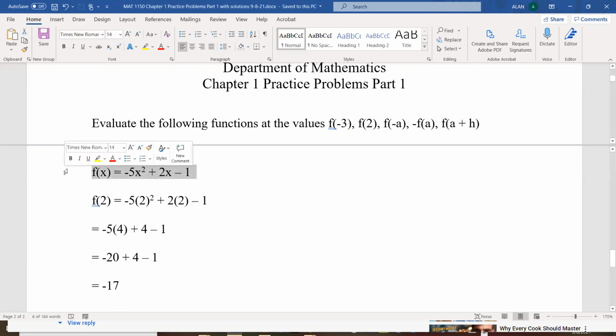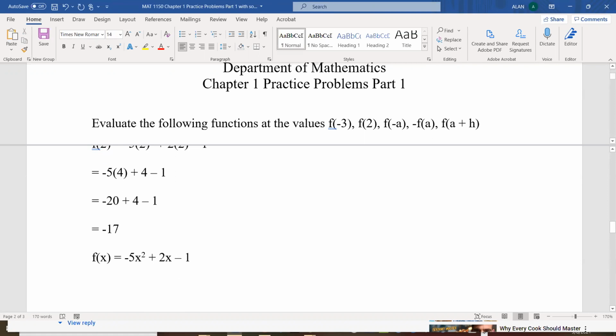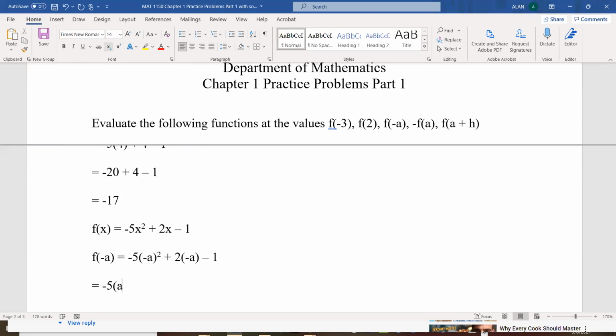Beautiful. All right, now, this is where it's going to get a little messy when we start dealing with the constants, because there's a square here. f of negative a equals minus 5 times negative a squared, plus 2 times negative a, minus 1. Now, negative a squared, of course, is simply a squared. So we'll leave that as negative 5a squared minus 2a minus 1. And that's it. You're done. So it's a quadratic expression, which you would expect because the original function was a quadratic expression. And since we don't know the value of a, we can't take it any further.